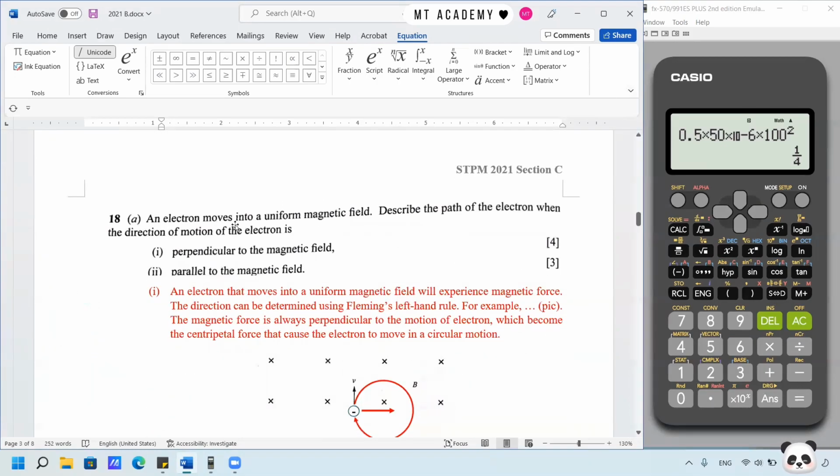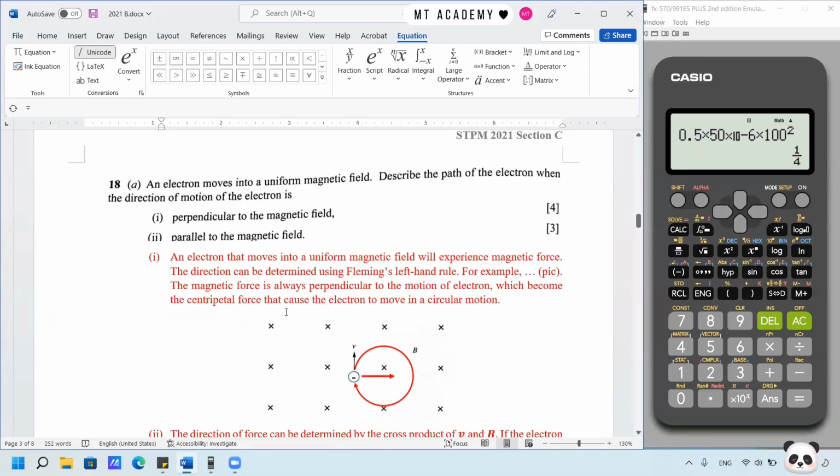An electron moves into a uniform magnetic field. Describe the path of the electron when the direction of motion of the electron is perpendicular or parallel to the magnetic field. You should be clear that when it is perpendicular to the magnetic field, there will be a magnetic force acting on the electron. Because this question has 4 marks, you need to carefully give all the information you can. So this is the sample answer.